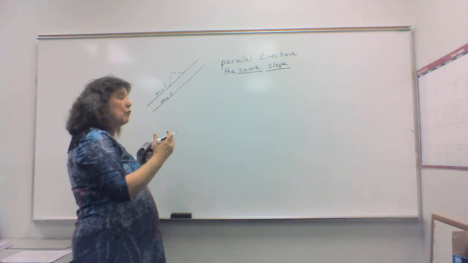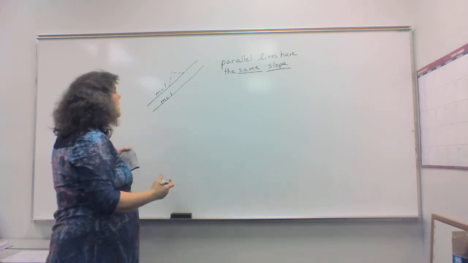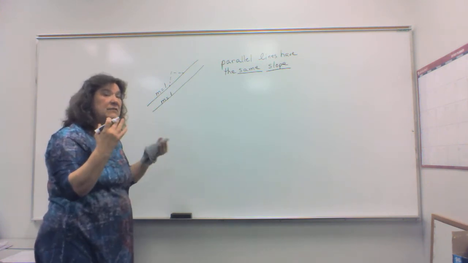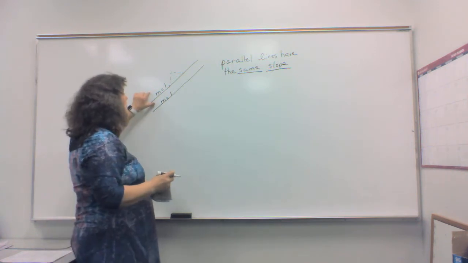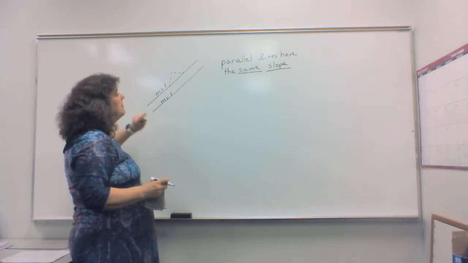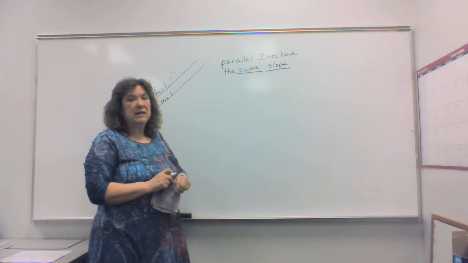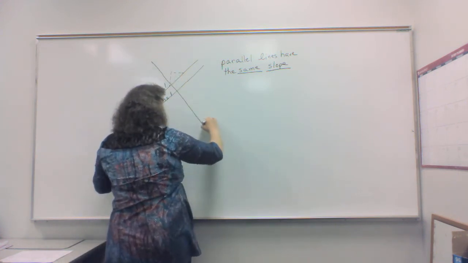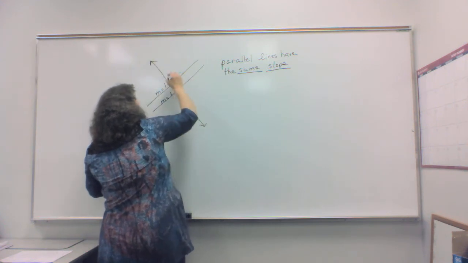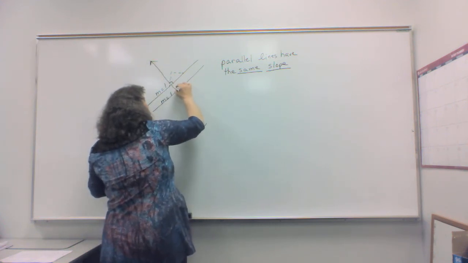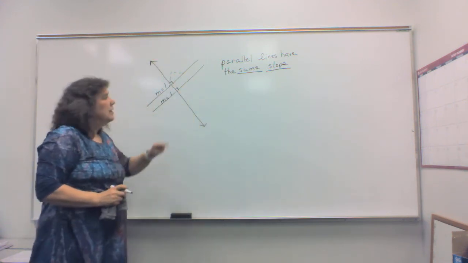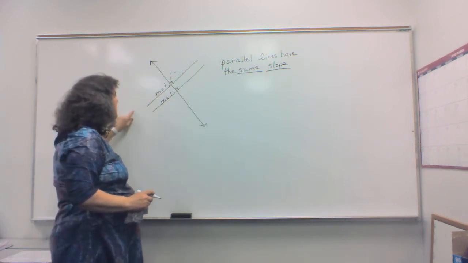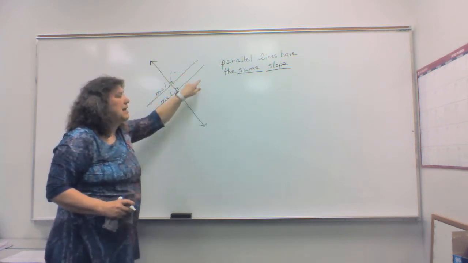So if I have ordered pairs, and in doing those two sets of ordered pairs I end up with the same slope, then that means I have parallel lines. On the other hand, a line that is perpendicular is a line that makes a 90-degree angle with another line. So this line would be perpendicular to these two lines.